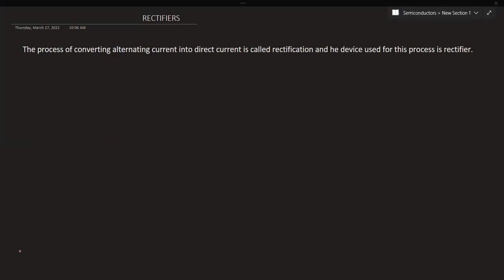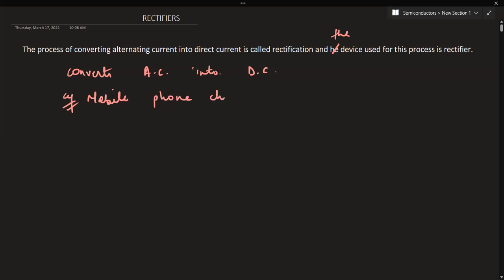Now see, rectifiers. The process of converting alternating current into direct current is called rectification, and the device used for this process is called the rectifier. A rectifier basically converts AC into DC. The best example of a rectifier is your mobile phone charger. These devices are rectifiers.